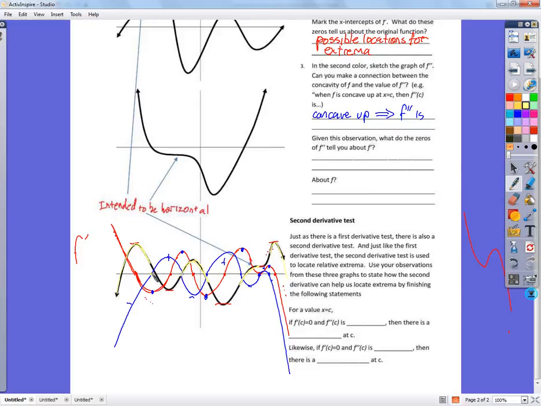All throughout here, the slopes of the derivative are negative. So the value of the derivative is negative. The value of f double prime is negative. And then it zeroes out where the derivative is at its minimum, and then it crosses over into the positive. So you can see that.